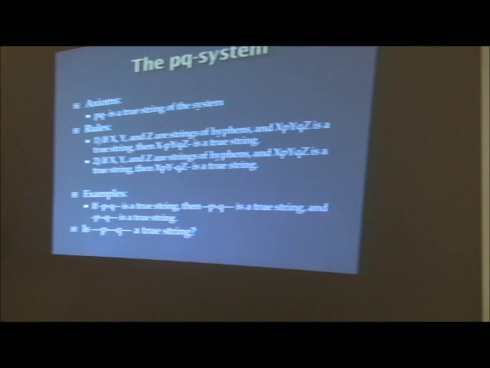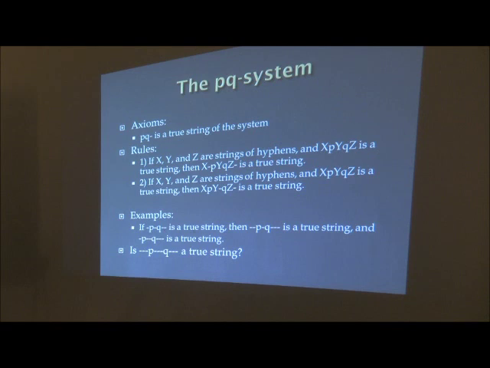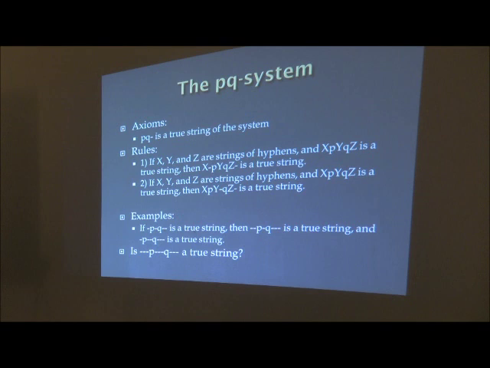We start with our axioms of the PQ system, and the first one is P, Q, not P, Q, hyphen. And this is something that we just say is God-given. This is absolutely true. This is our axiom. Right? And then we have our rules of deciding things.